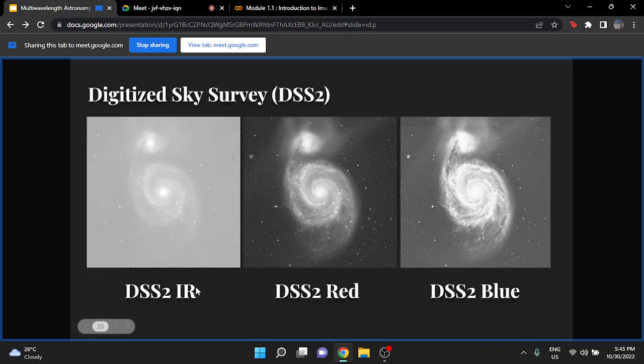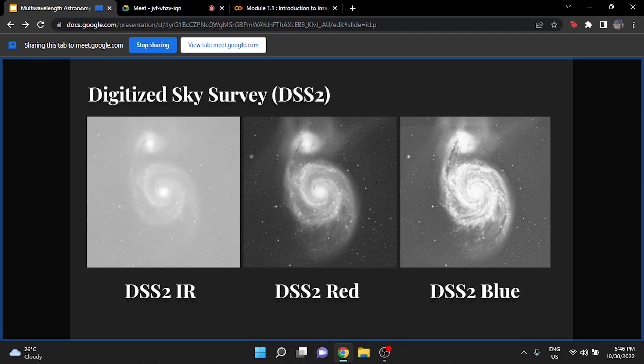DSS2 IR is observed in the infrared wavelengths. DSS2 red corresponds to observations in the optical red, and DSS2 blue corresponds to the optical blue. So I hope this is clear. We have IR, optical red, optical blue. Now since there is no meaning to color here, since IR we can't essentially see, only red and blue, what we are going to do is false color imaging.